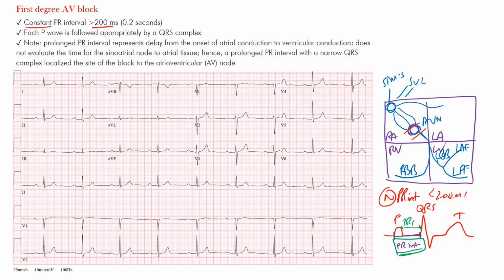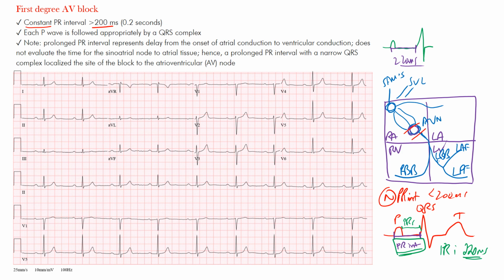So if you envision, maybe you have a PR interval of about 220 milliseconds, but it's always that 220 milliseconds, meaning you have a P wave, PR interval, QRS complex, but always that interval from the beginning of the P wave to the beginning of the QRS complex is constantly that duration. Okay, again, each P wave is always followed by a QRS complex. You don't have any dropped beats, as we'll see with the upcoming AV blocks.